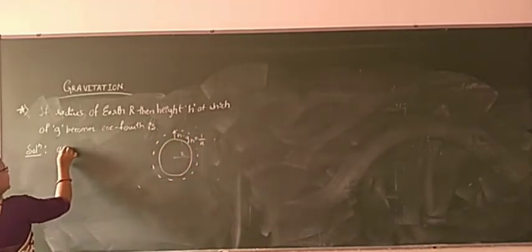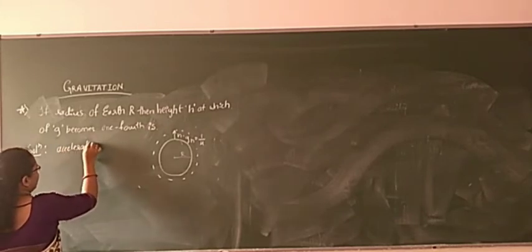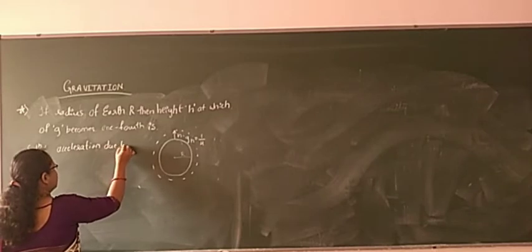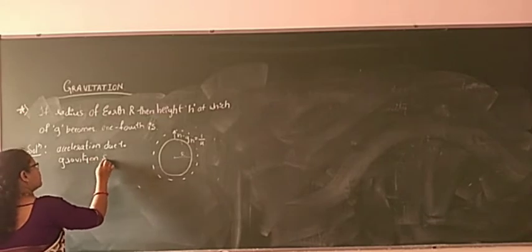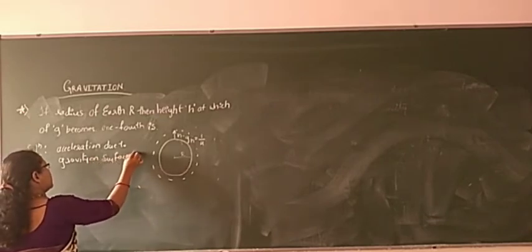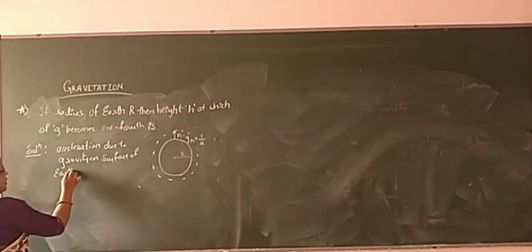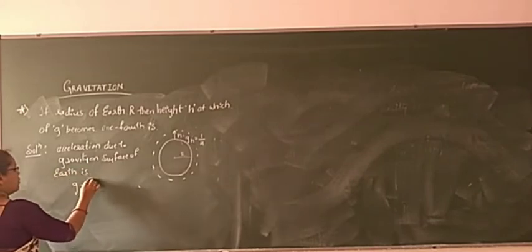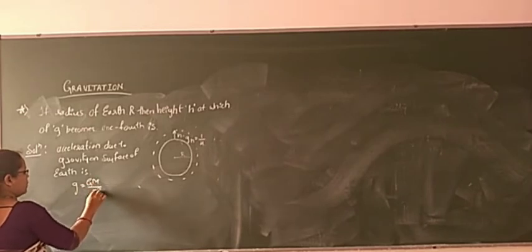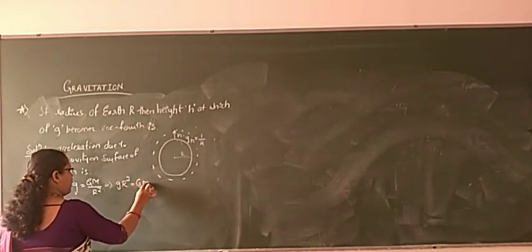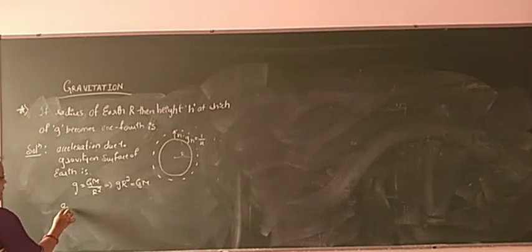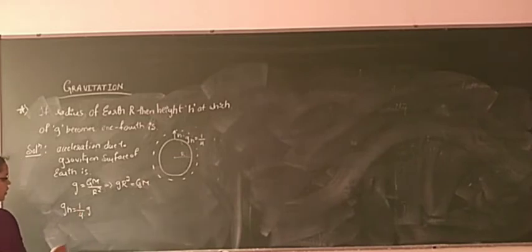As we know, acceleration due to gravity on the surface of earth is g = GM/R². This we know already. So that is nothing but gR² is equal to GM here. Now at a certain height, it is given by 1/4 of g. Now we have acceleration due to gravity at a certain height.